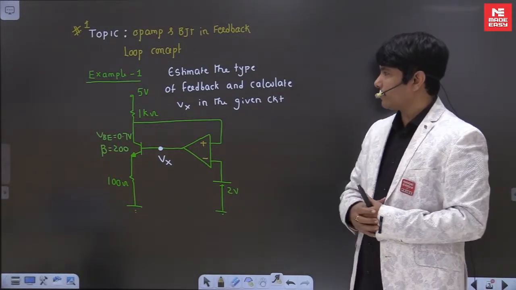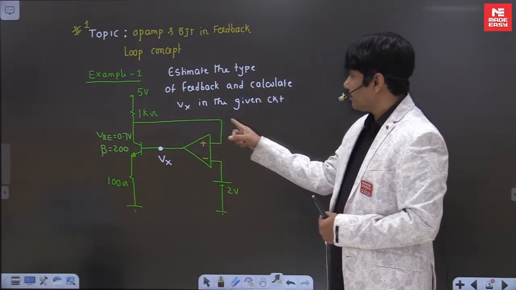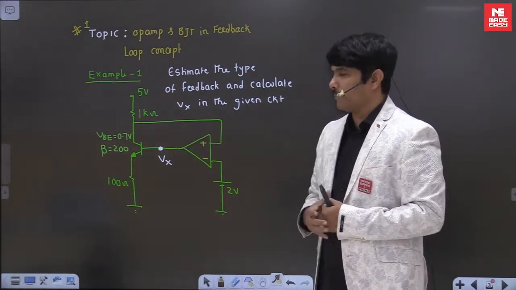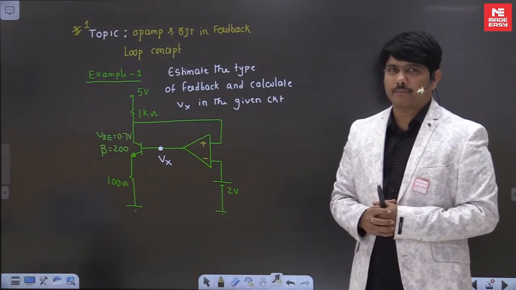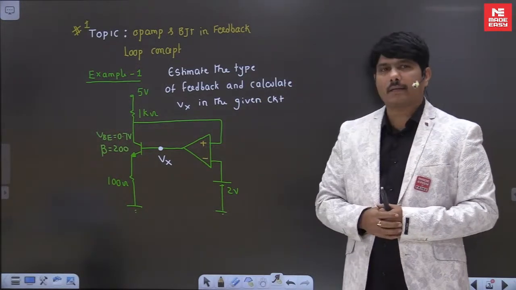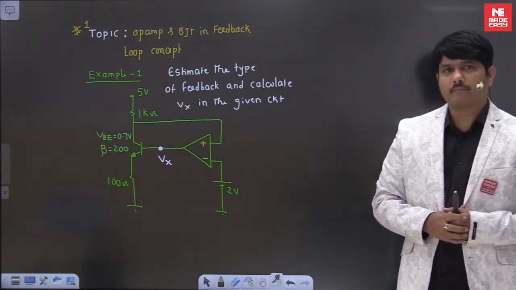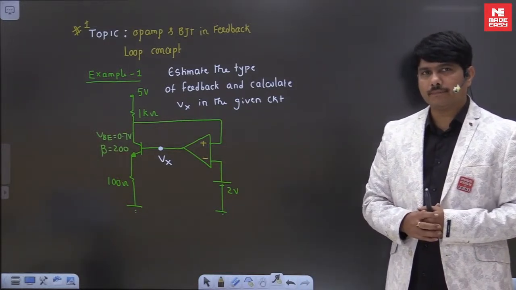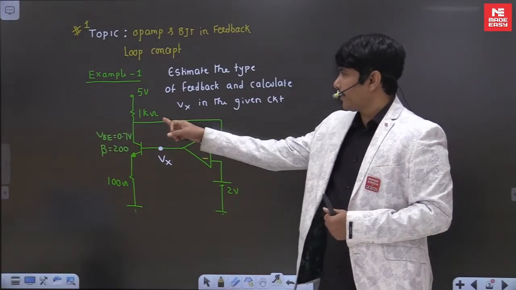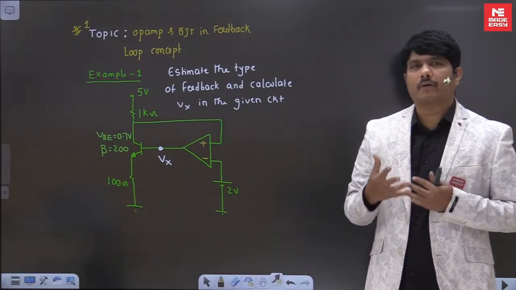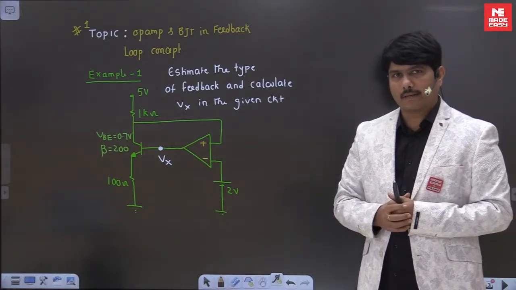Let's see this question, suppose somebody asks you in the exam. By seeing this, it looks like a positive feedback. The question is asking to estimate the type of feedback for this circuit. Not only feedback, it is also asking to calculate Vx at the output of the op-amp. Please try to concentrate on the question. Most of the students will directly see that and say it is a positive feedback. In the exam they'll write positive feedback, and I think that will become a mistake in your exam.